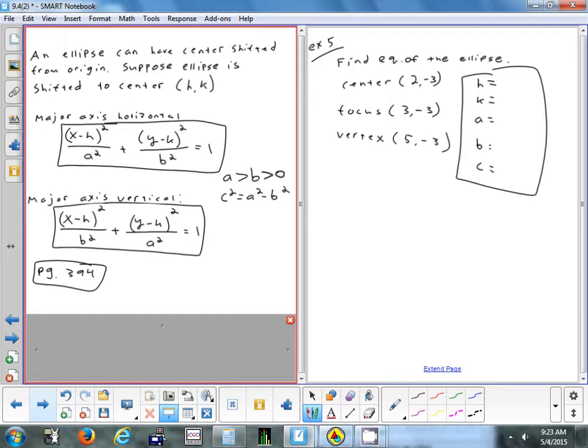Okay, see if we can identify at least 4 of these things, and then for the 5th one we're going to have to use the formula c squared equals a squared minus b squared, and then we'll write our equation. Anyone think they can tell me one of those 5 letters up there?